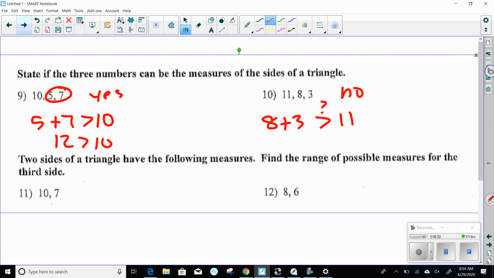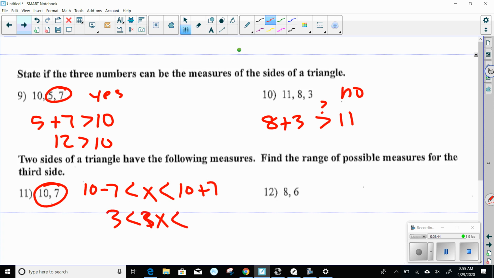This is almost the same, but this one we're trying to find what could be the range of possible measures for the 3rd side. So all I do is take the 10 and the 7. I subtract them to find the lower range, so I know my side has to be bigger than 3. And it has to be smaller than when you add those together. So you add them to find the upper range. I know that my range of possible values for the 3rd side is between 3 and 17. It has to be bigger than 3, has to be smaller than 17.